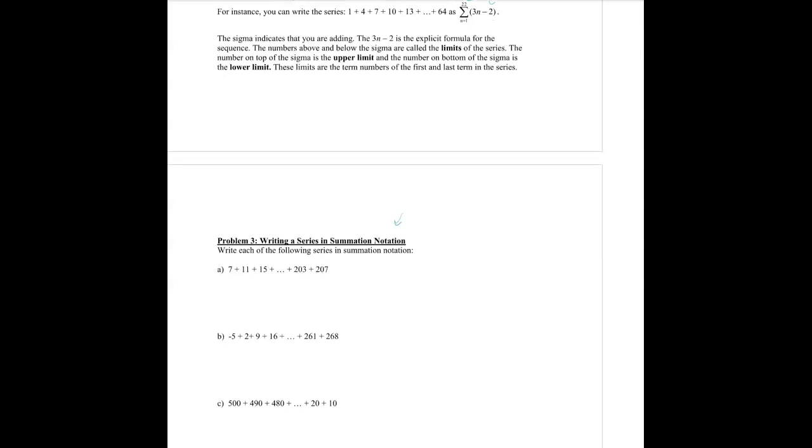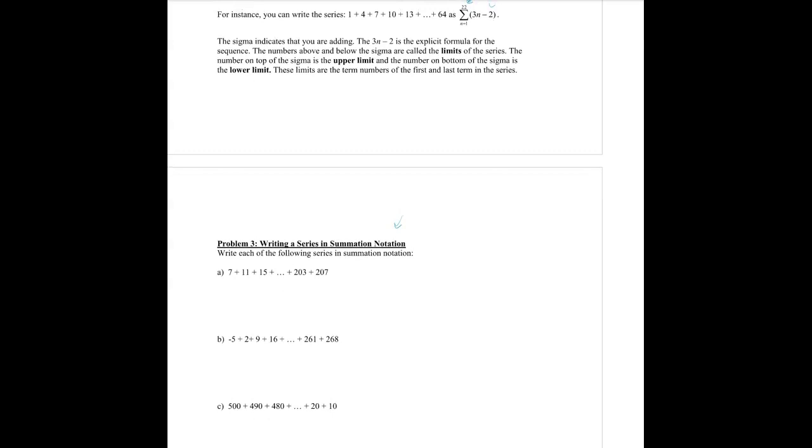Alright, so looking at problem 3, we need to write the series in summation notation. So again, what am I adding to get from 7 to 11? 11 to 15. And then 203 to 207. Well, each time I'm just adding 4.